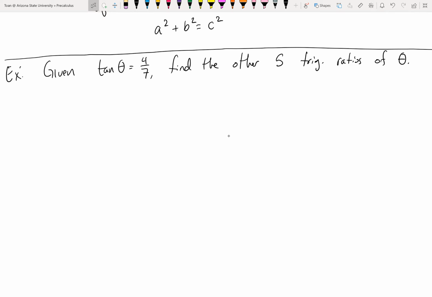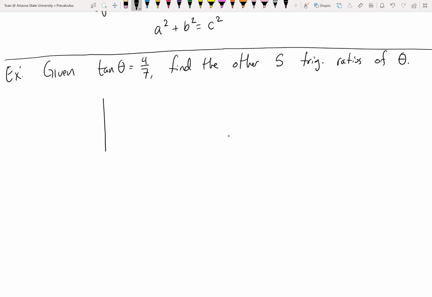Now, this seems like a very hard question. I mean, I have a variable. I don't know what the angle is. How am I supposed to figure out the sine of an angle that I don't have a number for? Well, the problem explicitly gave you a valid trig ratio. Tangent of that theta is 4/7. Let's visualize this. Because it's using tangent, I know some right triangle has to be involved.